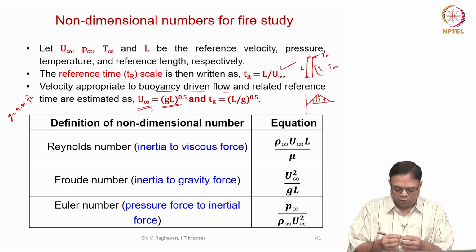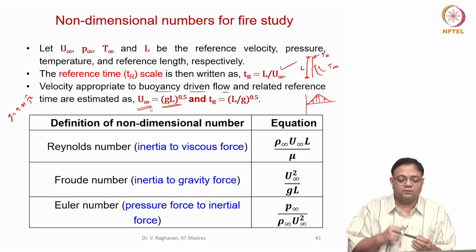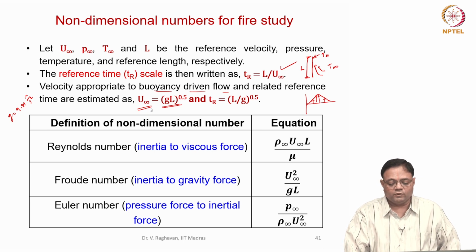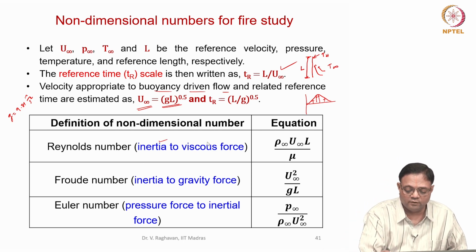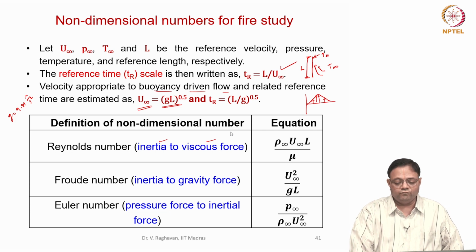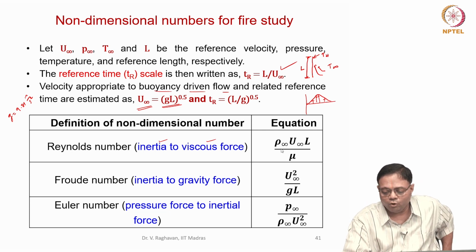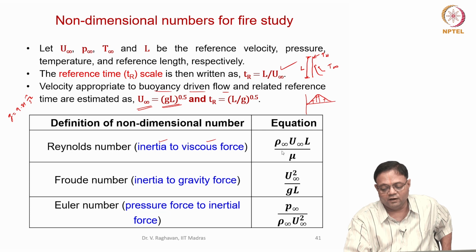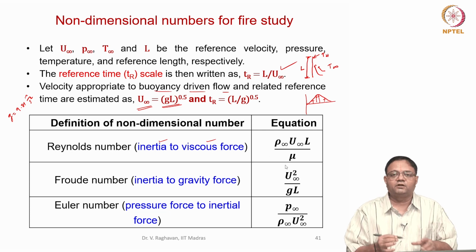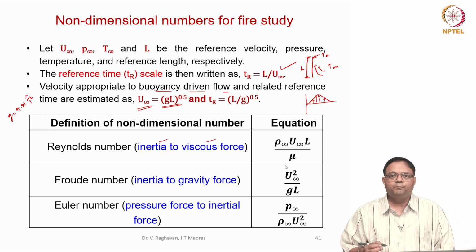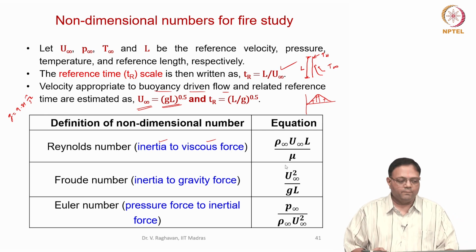Now let us go and see typical non-dimensional numbers which are used for our studies. First one is the Reynolds number. You might know this, it is the ratio of inertial forces to the viscous force. Inertia is the convection, so rho infinity u infinity L divided by the viscous force. Viscous force actually obstructs the flow. When the flow takes place past a solid surface, a boundary layer is formed, and that is due to the viscous force.